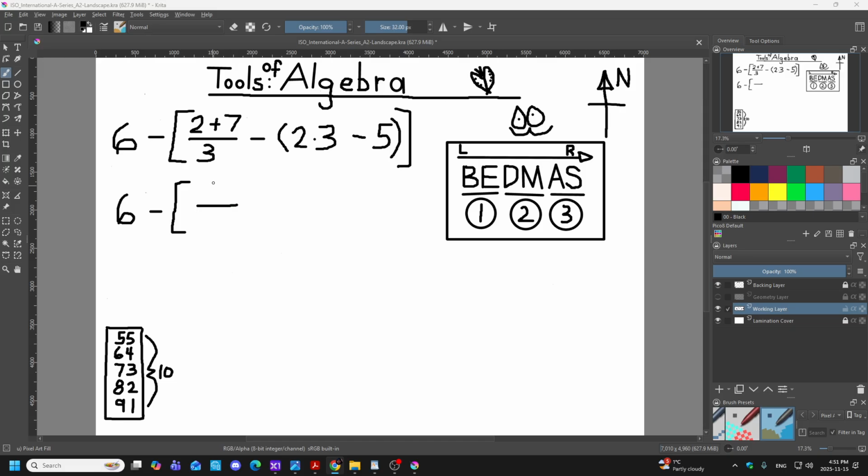Or is my mouth faster than my brain? I don't know. 9. 2 plus 7 is 9. That is divided by 3. So we have a nice number there.